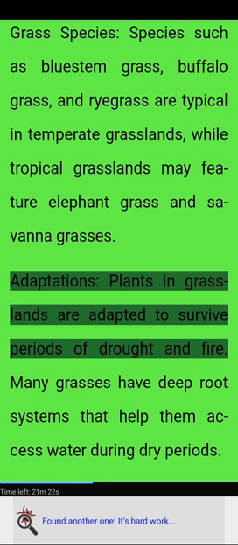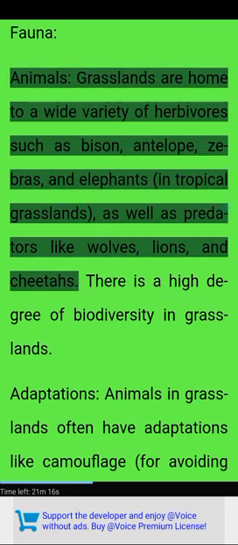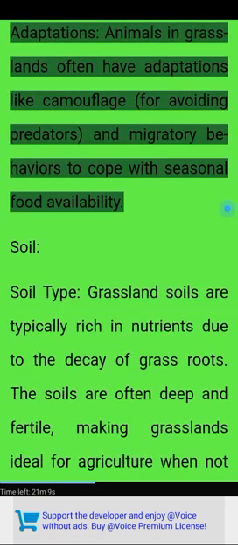Adaptations: plants in grasslands are adapted to survive periods of drought and fire. Many grasses have deep root systems that help them access water during dry periods. Fauna. Animals: grasslands are home to a wide variety of herbivores such as bison, antelope, zebras, and elephants in tropical grasslands, as well as predators like wolves, lions, and cheetahs. There is a high degree of biodiversity in grasslands.